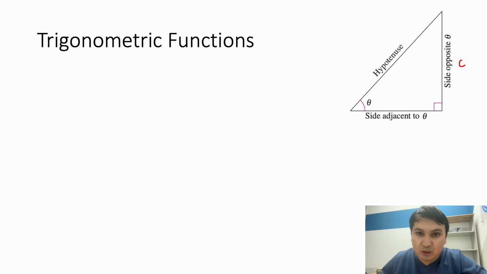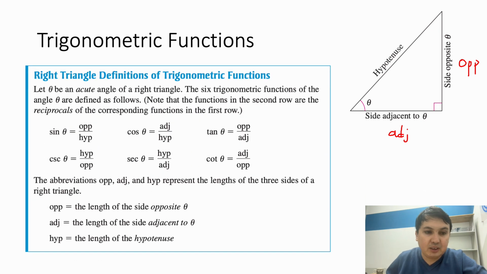In short, here we call it OP, and here we call it ADJ. With this, we can define the 6 trigonometric functions. Sine of theta is opposite divided by hypotenuse. Cosine is adjacent divided by hypotenuse. Tangent is opposite divided by adjacent. The cosecant is hypotenuse divided by the opposite. The secant is hypotenuse divided by adjacent, and the cotangent is adjacent divided by the opposite. So these are how we define the 6 different trigonometric functions.